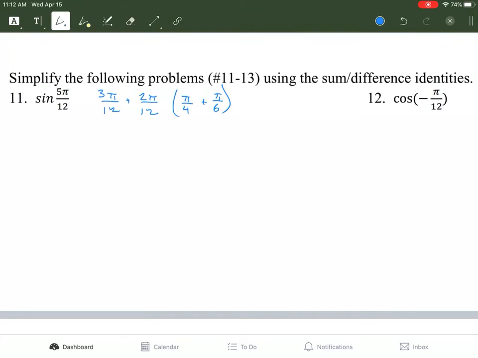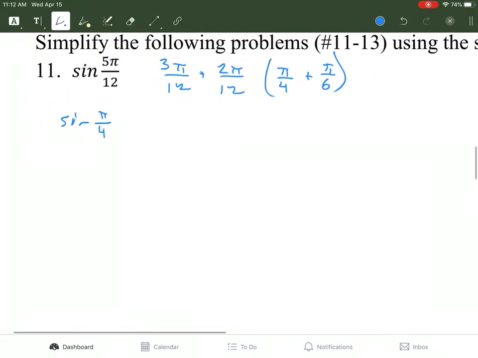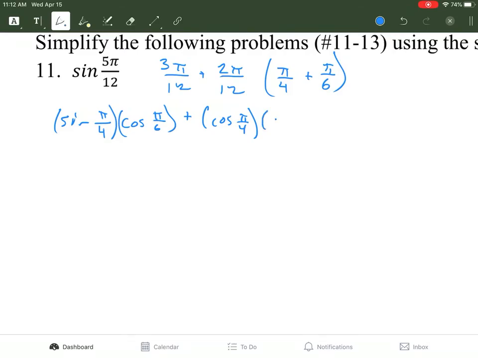So now if we do the sine of x plus y formula for sum and difference, it'll look like this. It'll be sine of pi over 4 times the cosine of pi over 6, plus the cosine of pi over 4 and then the sine of pi over 6. Okay, so now we go up to our unit circle and check out what these values are going to be.